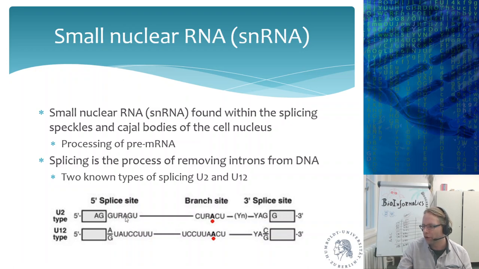Of course, mutations occurring in any of these three sites will make it so that splicing doesn't work, because it doesn't recognize the sequences anymore, and an intron might remain inside the mRNA, not spliced out, leading to a protein which cannot function anymore.